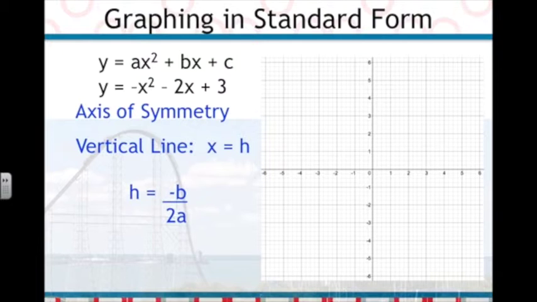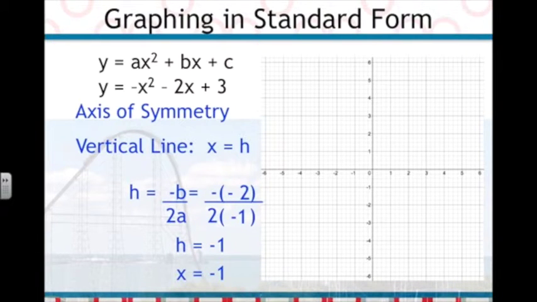To find h, we need to substitute in a negative 1 for a in the denominator and a negative 2 in for b in the numerator. This simplifies to a positive 2 over negative 2, which reduces to negative 1. So since h equals negative 1, x equals negative 1 is the equation of our axis of symmetry.